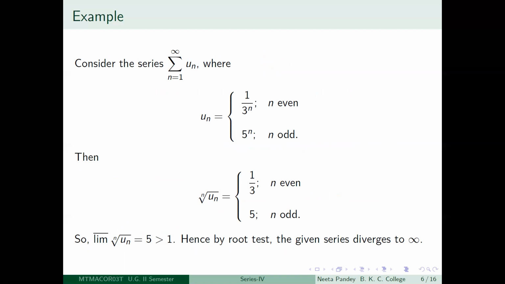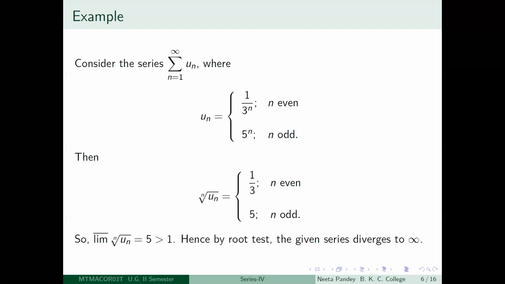Suppose you are given the series summation n equal to 1 to infinity un, where again un takes two different values depending on whether n is even or odd. For all even n, un is equal to 1 by 3 to the power n, and for all odd n, un is 5 to the power n.